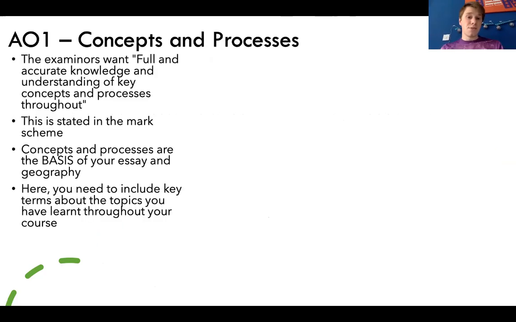So then we move on to the second AO1, which is your concepts and processes. I've taken this from the mark scheme and quoted it. The examiners want full and accurate knowledge and understanding of key concepts and processes throughout your essay. I want to stress that again, it's throughout. So don't think that if you just put it in your intro or in one paragraph, you access level 4. I want to see it throughout your essay because that is stated in the mark scheme. Otherwise you won't access level 4.